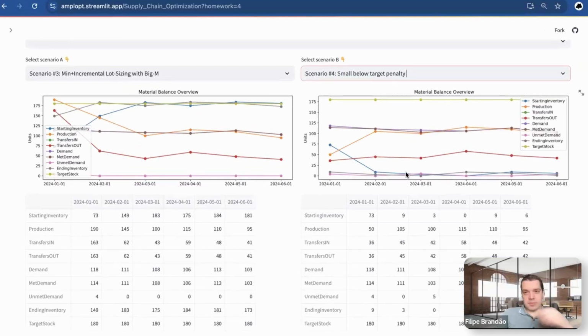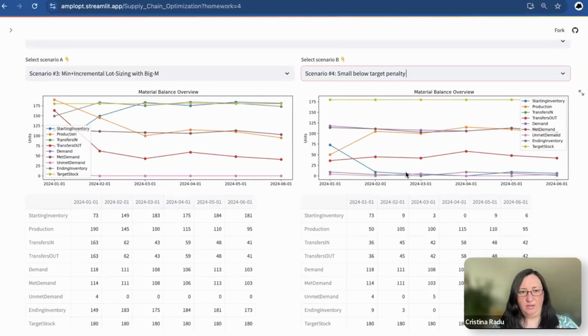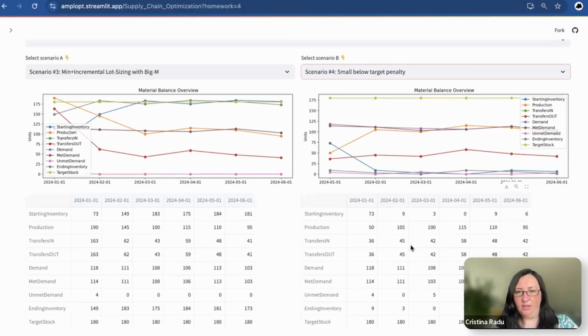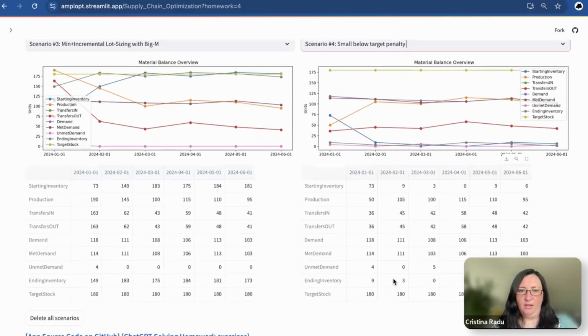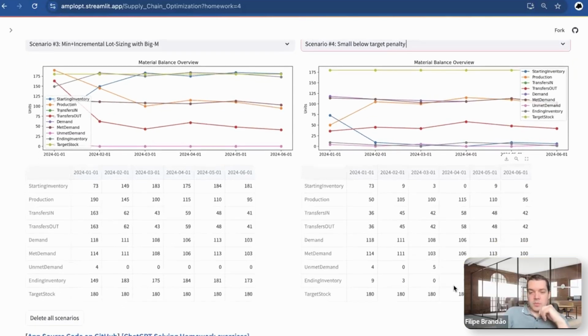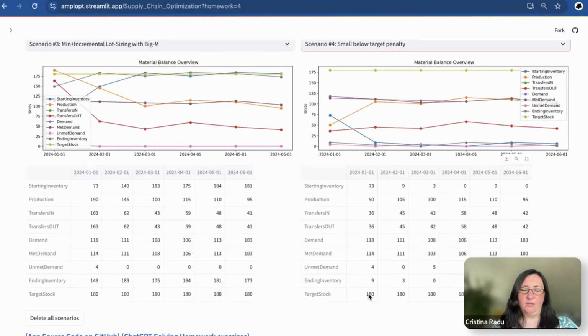In scenario A, ending inventory is quite big, 149, 183 in the planning view, whereas in scenario B, the ending inventory is like 930 and so on, down in the planning view there. The line is the ending inventory. So yeah, it's very clear. It doesn't take into account this penalty for the target stocks.